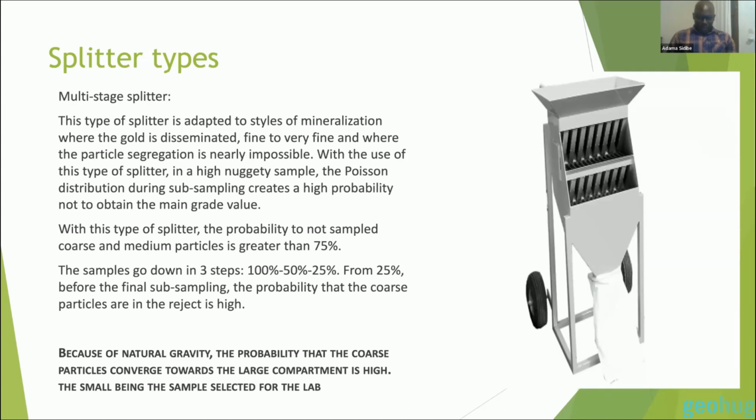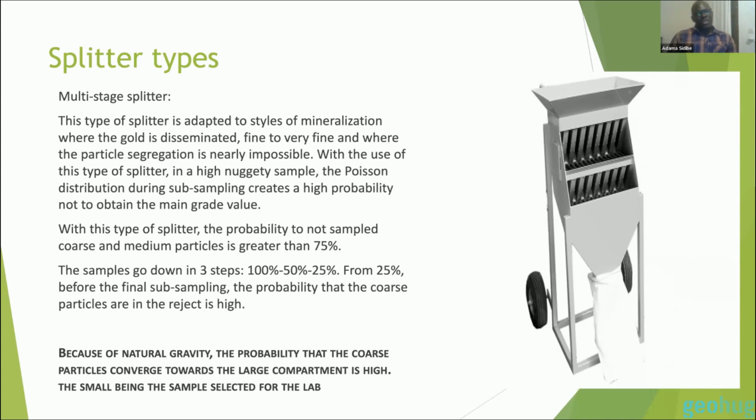We'll speak about two types of splitter mostly used by exploration companies. Here in the photo, we have the multi-stage splitter. In this splitter, the sample goes down in three steps: 100%, after 50%, after 25%. And after we will take the sample for the lab.